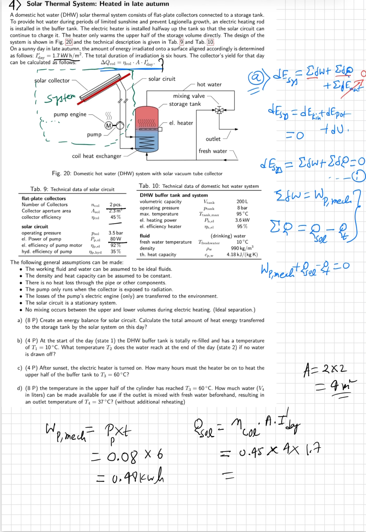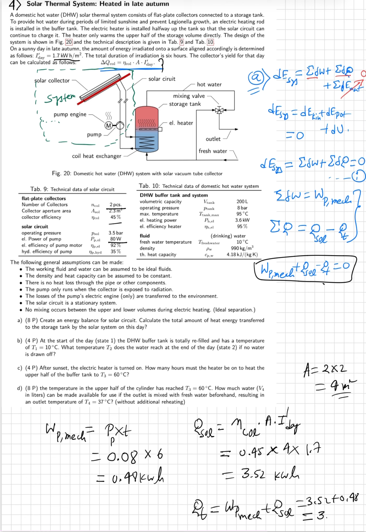So if you calculate all these things, then it will be 3.52 kilowatt hour. So now if I go back to this equation, then Qt will be W_p mechanical plus Q solar. So 3.52 plus 0.48, and the ultimate answer will be 3.96 kilowatt hour.